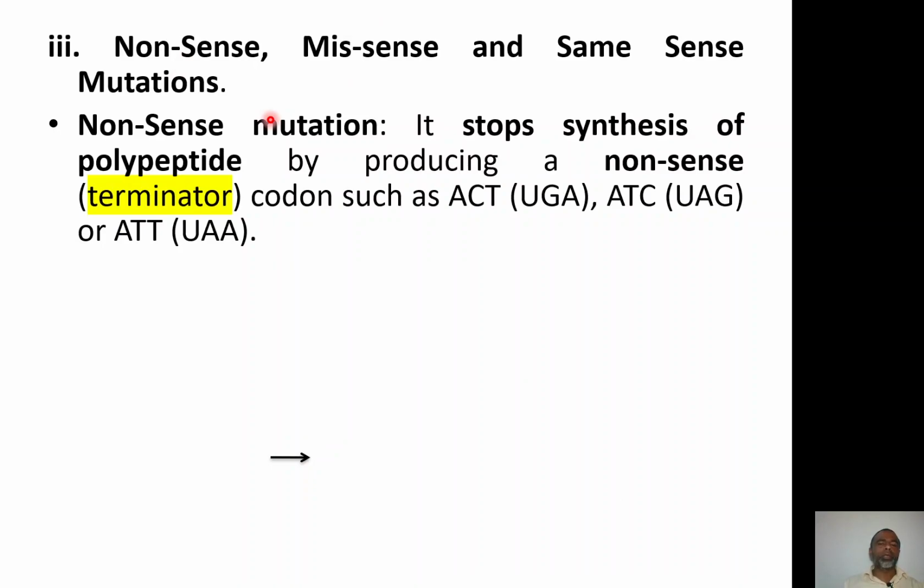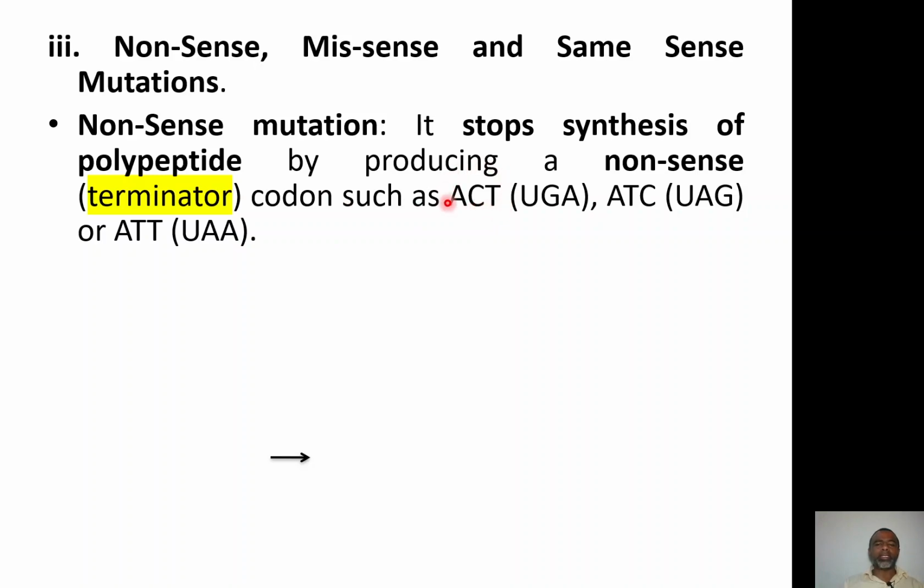Then there are other types of mutations also, like nonsense mutation, missense mutation, same sense mutation. Nonsense mutation is a mutation which stops synthesis of the polypeptide by producing a nonsense terminator. So, for example, in the triplet code a change has occurred in the DNA which in the normal case was coding for some amino acid, but say for example, a code like ACT is formed.